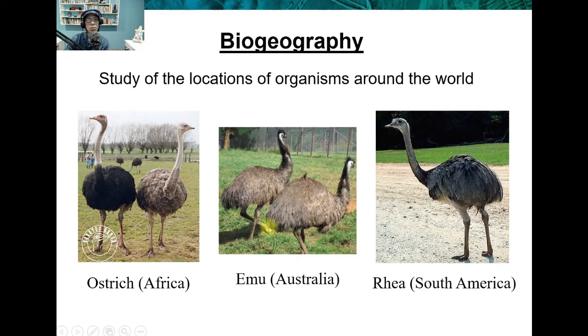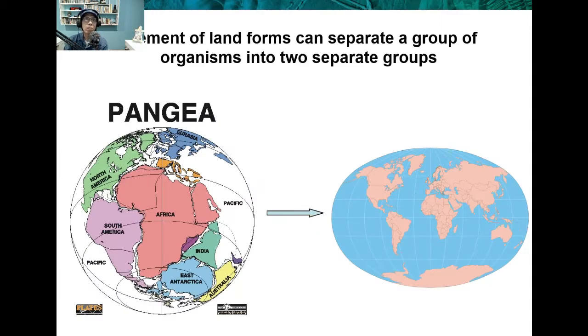Ostrich in Africa, emu in Australia, and rhea in South America. So these are three different continents with three related species of birds. And another one came from the idea of Pangea. Movement of landforms can separate a group of organisms into two separate groups.